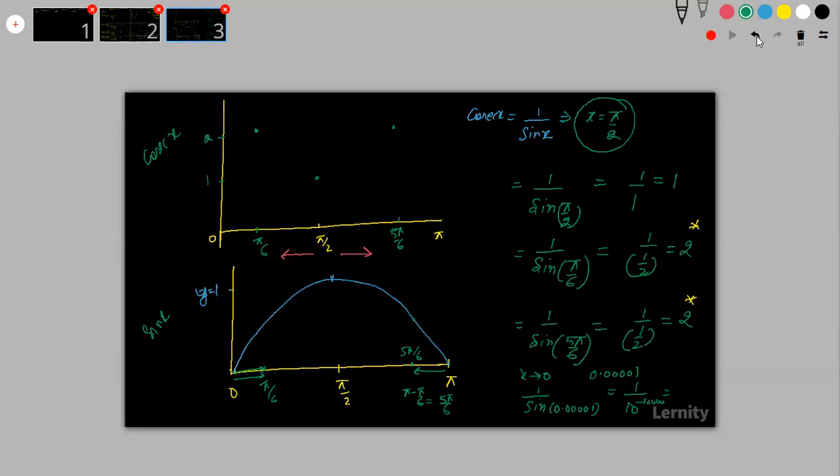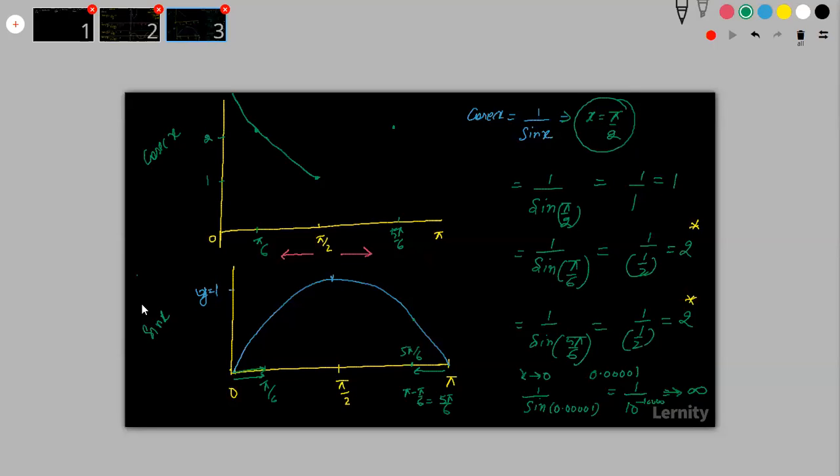And why will we get this? Because sine x is approaching 0, so 1 by almost 0. Same thing we did in the tan curve also, 1 by something approaching 0. So this thing will approach infinity when x is approaching 0. So that means on the left side, this curve is approaching infinity. When sine x is approaching 0, this curve is approaching infinity. So if we draw all the points, the curve will become something like this on the left side.